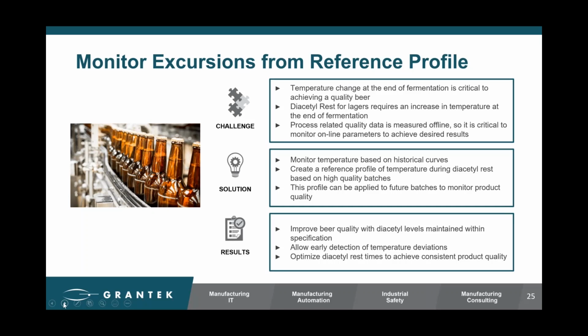The temperature change at the end of fermentation is important, and Seeq is used to highlight deviations from the statistically good boundary. The result is early detection of process deviations and consistently good tasting beer, which is good. Specifically, the right amount of diacetyl's buttery notes.